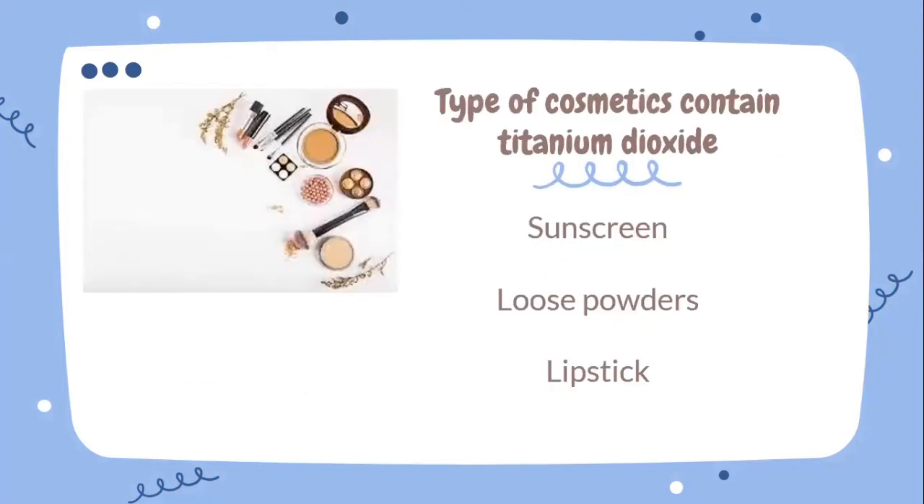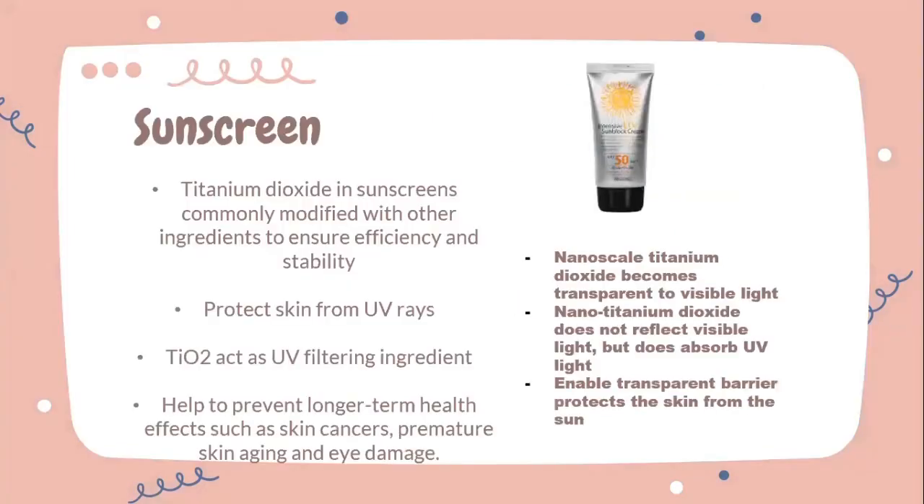Okay, and the type of cosmetics contain titanium dioxide. Actually, many cosmetic is use titanium dioxide, but we only provide three examples, which is sunscreens, loose powders, and lipsticks. Okay. Firstly is sunscreen. Titanium dioxide in sunscreens commonly modified with other ingredients to ensure efficiency and stability.